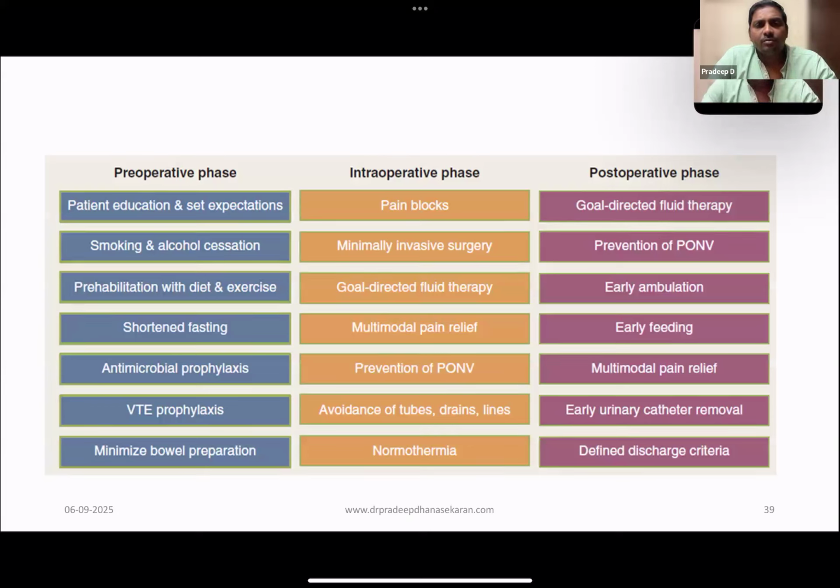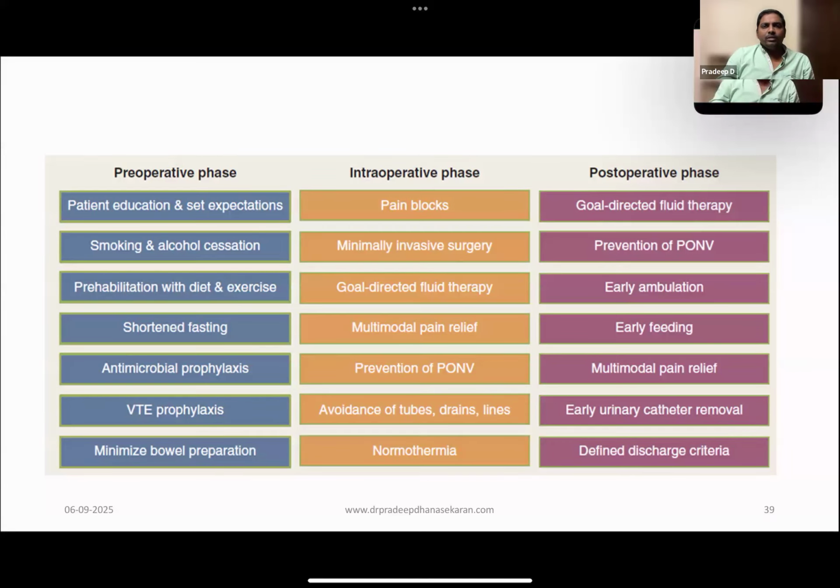So this is the tabular column from Schwartz that gives the 3 phases used in enhanced recovery after surgery. In the preoperative phase, it always starts with patient education, right? And you set the expectations for the patient. Then you advise them on smoking and alcohol cessation, rehabilitate the patient, reduce the hours of fasting, give antibiotic prophylaxis and thromboprophylaxis, and minimize the bowel preparation.